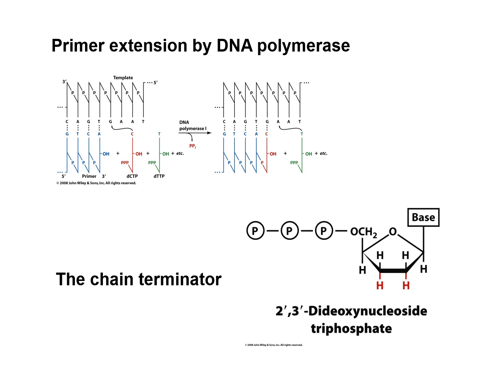But for the chain terminator, which is a dideoxynucleotide, it does not have this hydroxyl group on the 3' carbon of the sugar here, so it cannot form the phosphodiester bond anymore. So the chain reaction, or the elongation, will stop here.